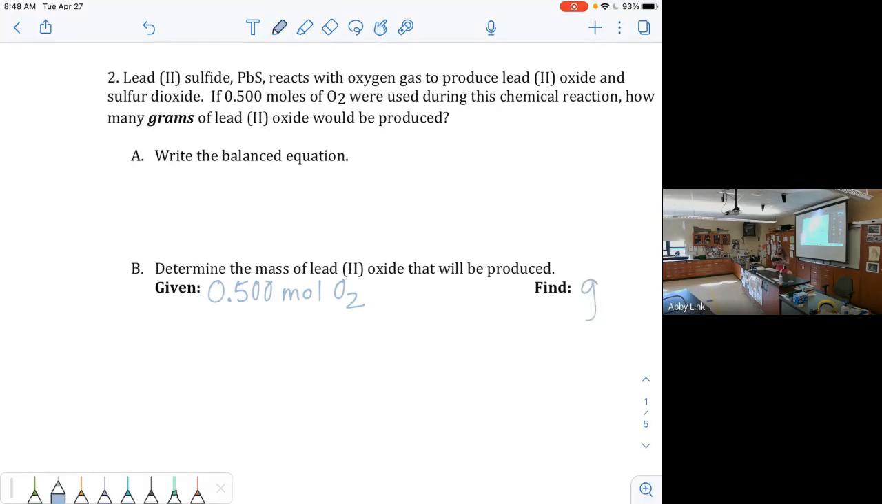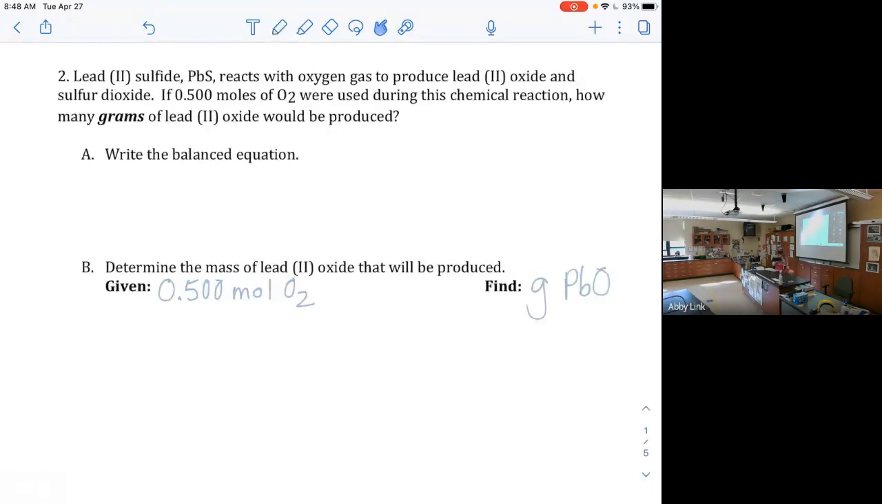Lead 2 oxide is going to be PbO. I know that because the 2 here tells me that lead is going to be a positive 2, and I know that oxygen from the periodic table is a -2. Let's go ahead and figure out our number of sig figs. How many sig figs do we have here? I'll give you 2 options. Do we have 1 or do we have 3? 3? How come those zeros are significant now?